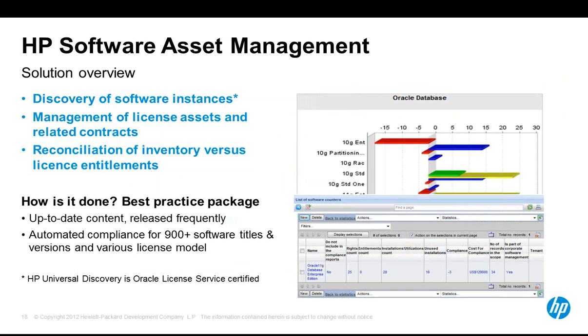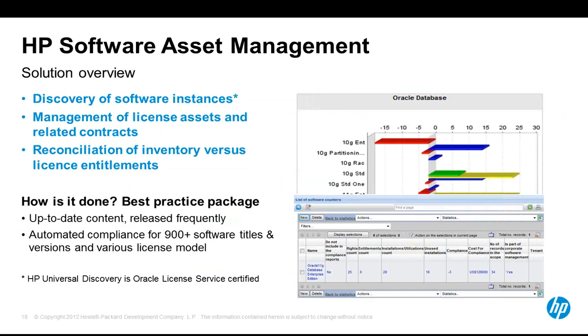Now you might be asking, how is all this done? We are providing the content package, so-called best practice package for SAM. For our customers, it's for free. It's released frequently, sometimes bi-monthly, sometimes quarterly. This package contains standard terms and conditions for over 900 software titles and versions. And we are supporting various license models. We are also coming with a huge SKU library today, 5,000 SKU licenses. Very soon, we are going to increase it up to 100,000. Nicolas is again going to talk much more in detail about that.